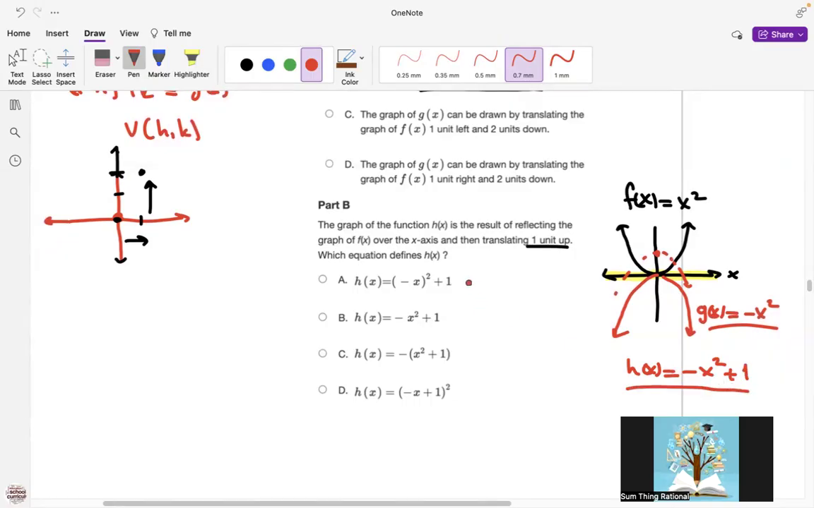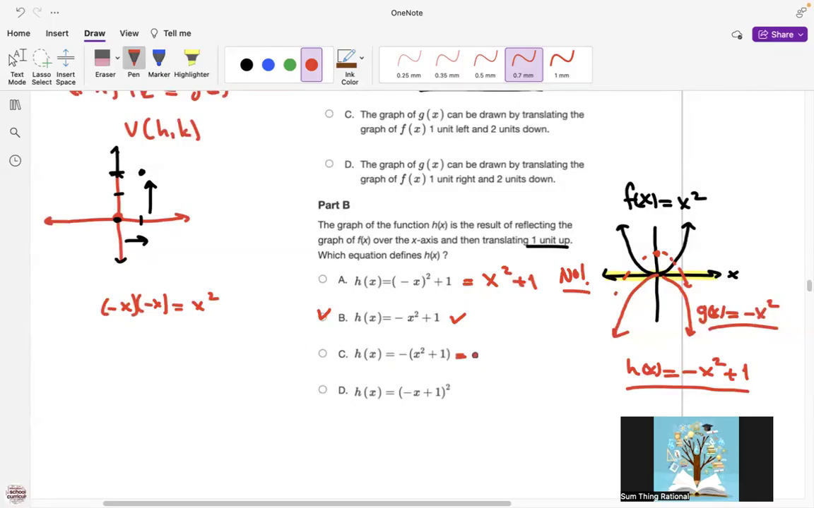So I need to check the options one by one. The first option is (negative x) squared, meaning negative x times negative x, not negative x squared. Negative x times negative x is still positive x squared, so that is positive x squared plus 1. I didn't get negative x squared plus 1. Here I get negative x squared plus 1. B is the correct option, but why not the others? Let's expand them also.